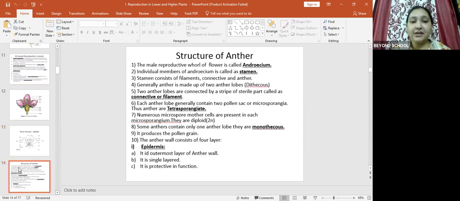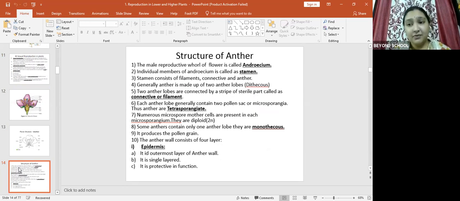Okay. Then we went toward the structure of anther. And in this structure of anther, we studied the androecium, stamen, dithecous. Even we have studied this tetrasporangiate, monothecous, right?